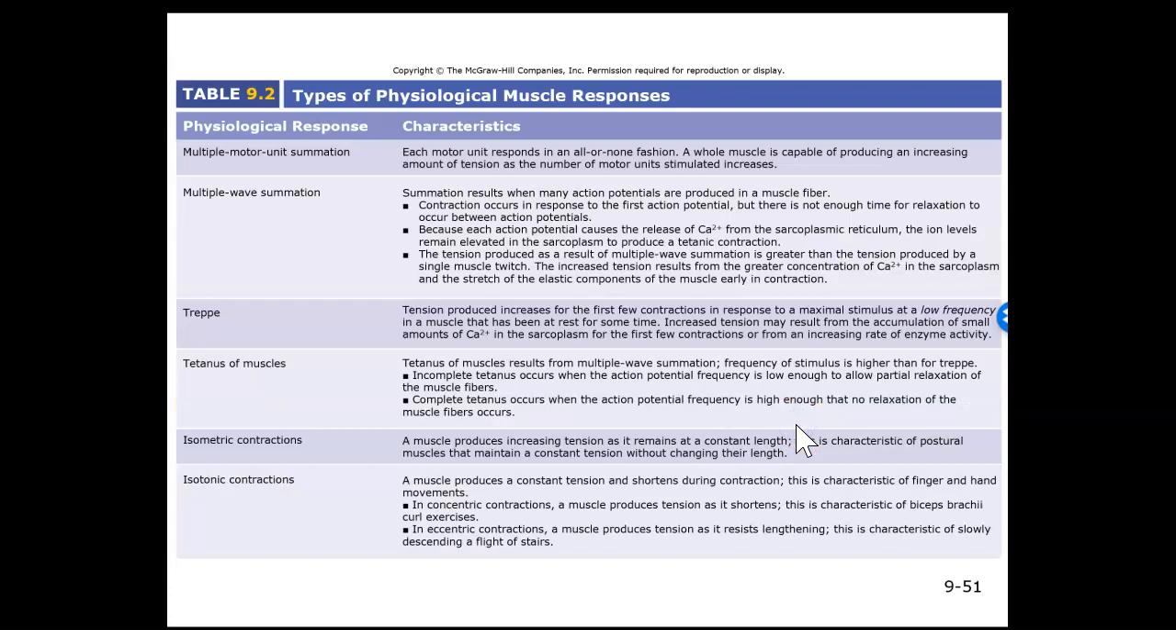And this is the table I just put in as a summary of the types of physiological muscle responses we can have. So you can go ahead and look over this table to help you study.